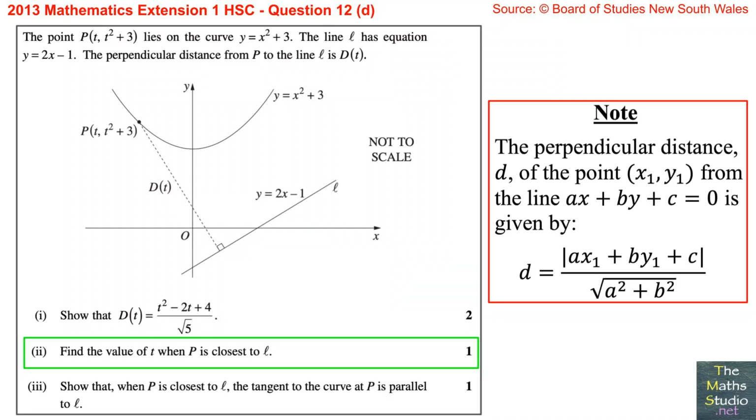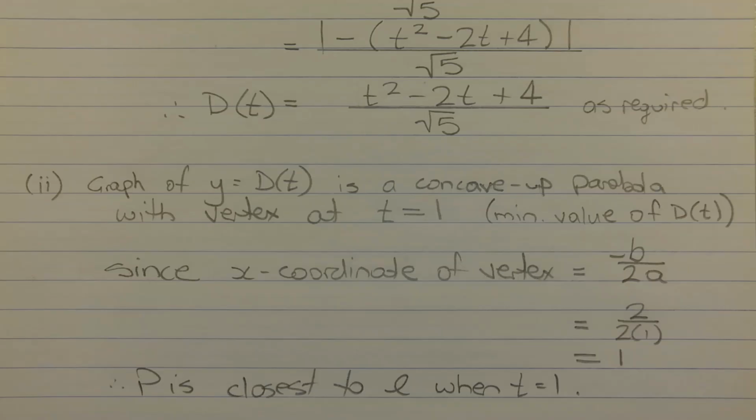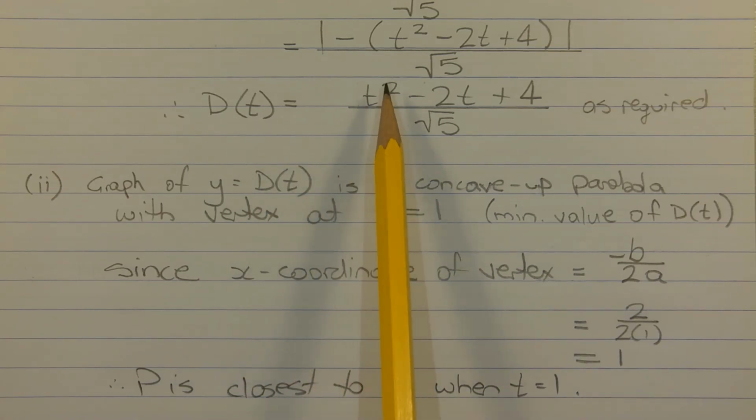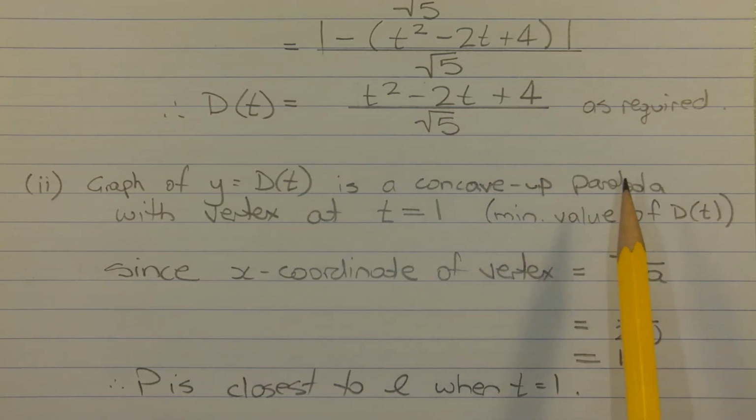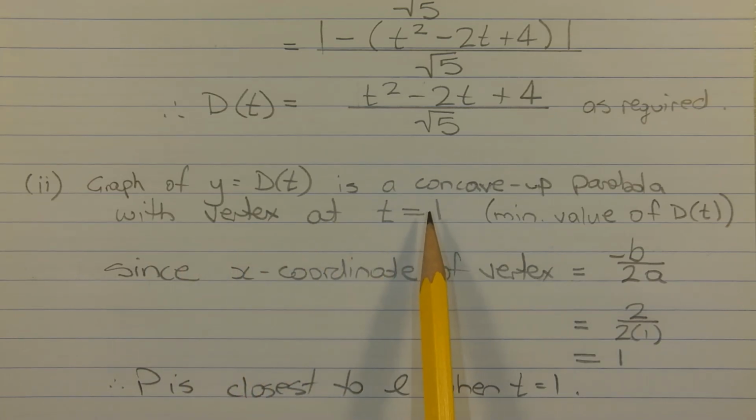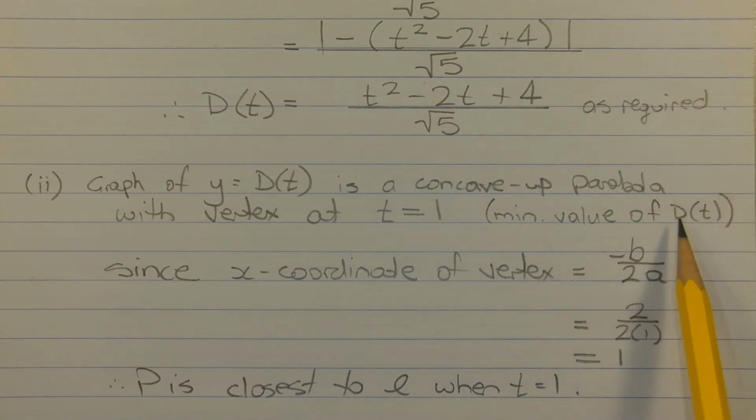Part 2. Find the value of t when P is closest to L. Looking at this graphically or geometrically, the graph of y equals d of t, where d of t is equal to (t squared minus 2t plus 4) over the square root of 5, is a concave up parabola with the vertex at t equals 1. Now the vertex of a concave up parabola represents the minimum value of the function, in this case d of t, and d of t is the distance from point P to the line L.